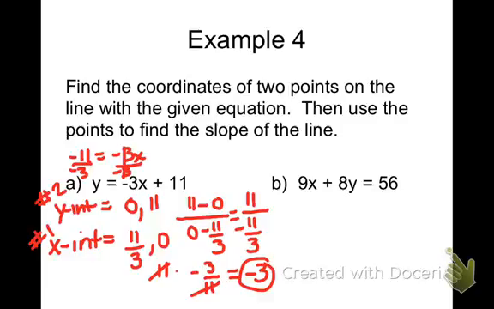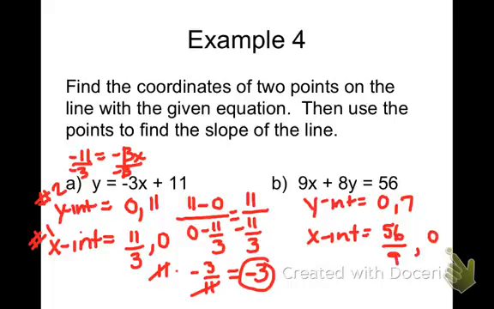That is our slope. Looking at the next one, our y-intercept is equal to 0, 7. Our x-intercept is nicely 56 over 9, 0. So another complicated, messy one, but that's okay. You could use whole numbers. You could find something that would simplify, but I think that that's more work.